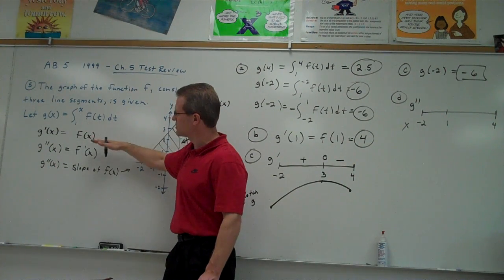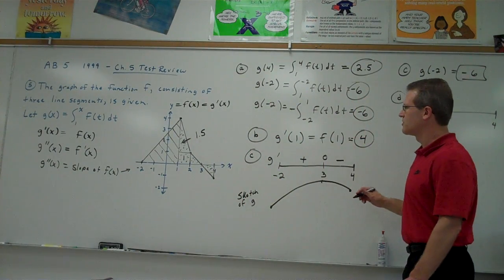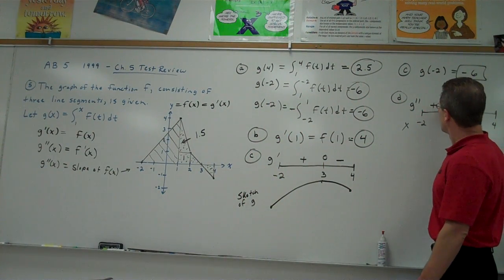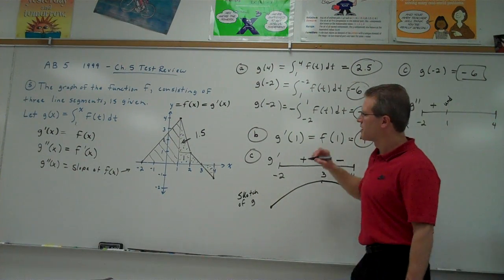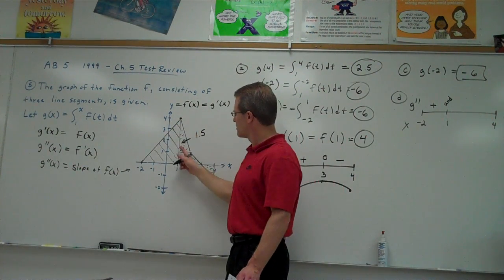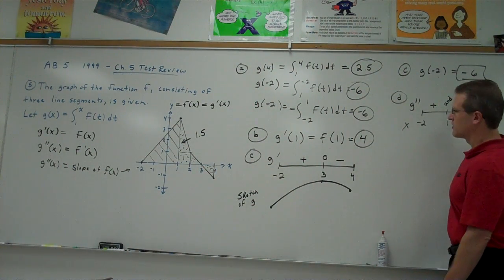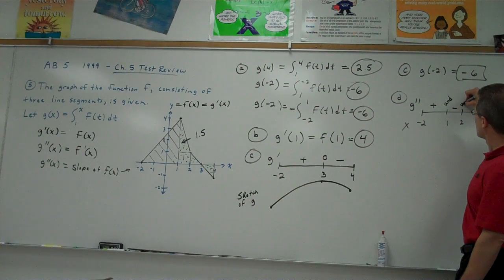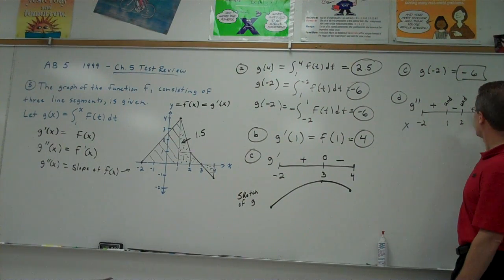I think it's important to write this stuff out so you can keep track of everything. Positive slope, so positive second derivative from -2 to 1. At 1 we have a corner, so the second derivative is undefined. From 1 to 2 we have negative slope. At 2 we have a corner, undefined second derivative then. And from 2 to 4 we have negative slope.